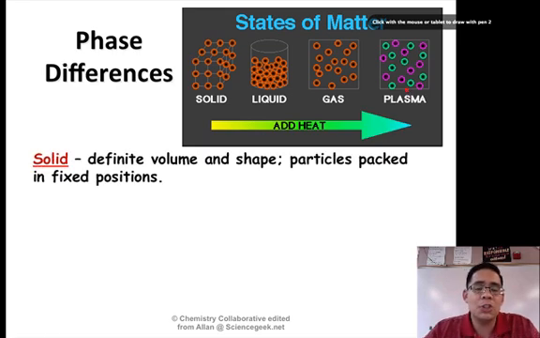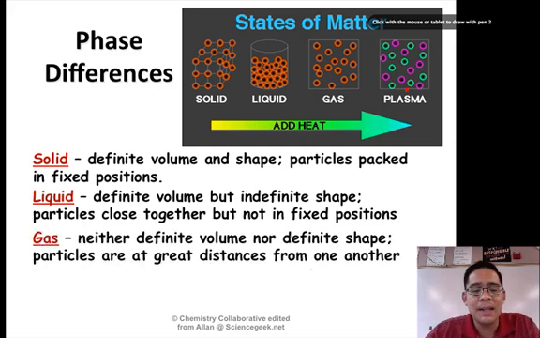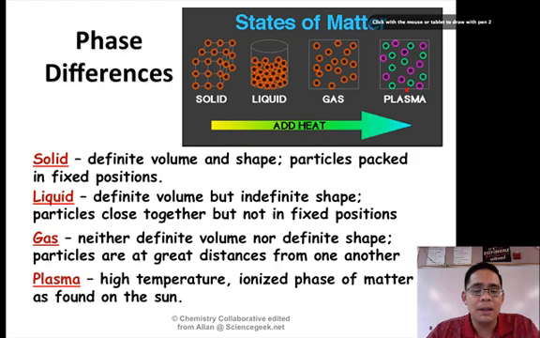Solid, by definition, has a definite volume and a definite shape. Particles are packed in fixed positions. Liquids have definite volume but indefinite shape, with particles close together but not in fixed positions. Gases have neither definite volume nor definite shape. The particles are at great distances from one another. And then last but not least, plasma has high temperature. It's the ionized phase of matter as is found in the sun.